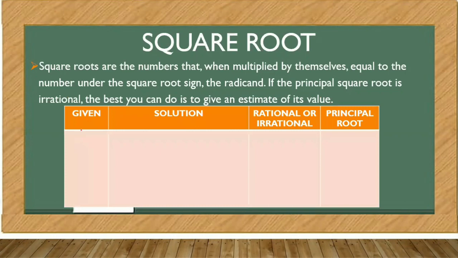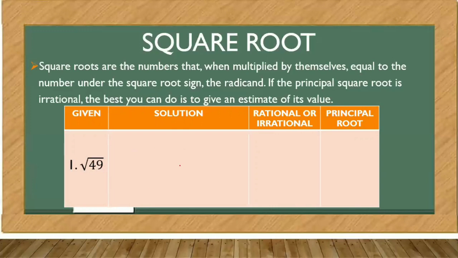Alright, so example, square root of 49. So we're going to find if this given square root of 49 is rational or irrational. Then what is the principal root? Alright? So square root of 49. So meron po bang numbers na pwede nating ipag-multiply sa sarili nila na ang magiging sagot is 49. Alright? So isang number na pinag-multiply sa sarili niya na ang magiging sagot ay 49. So let's have a try.